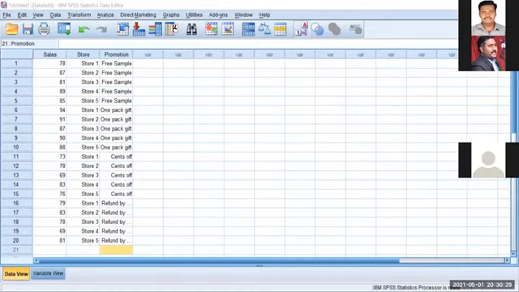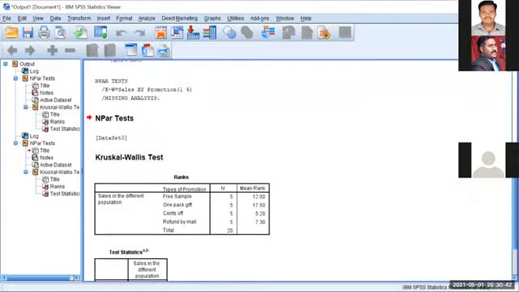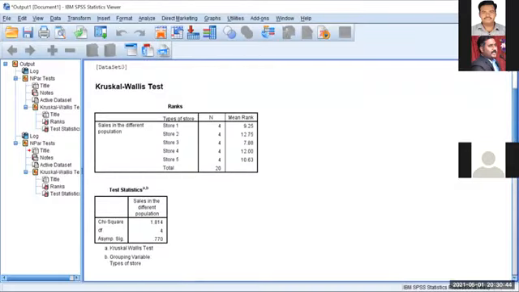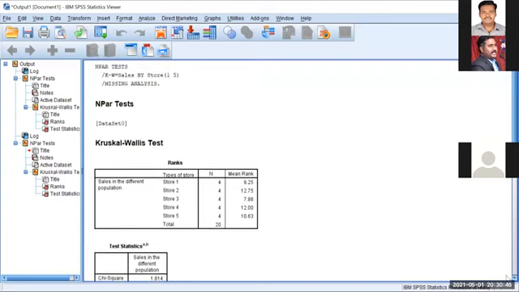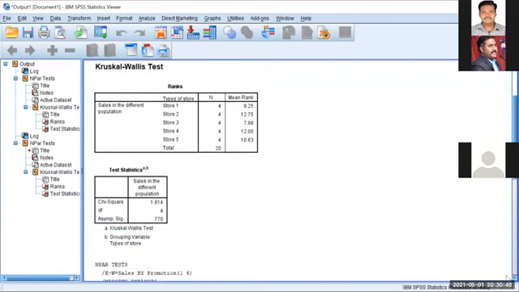Very good, ma'am, I think you got the right answer. I'll stop the SPSS screen and I will share the output screen. I will show the output screen of both the variables. One is for store, another one is for promotion. Now, I think you can view the output page, right? See, this is the Kruskal-Wallis test. This is for store.